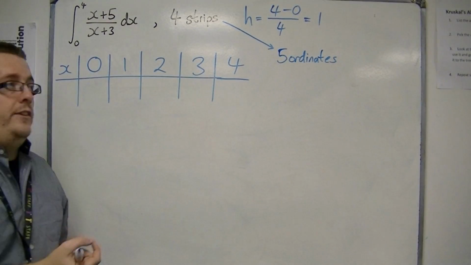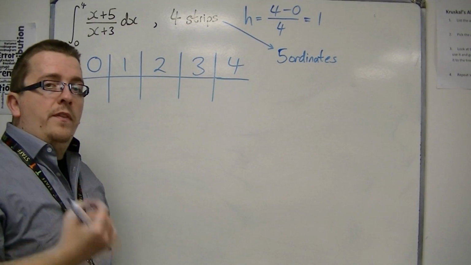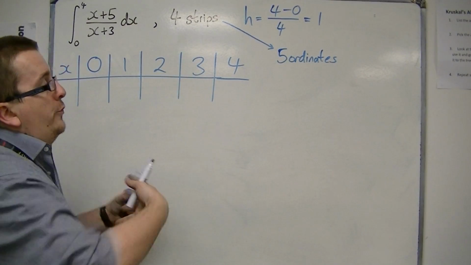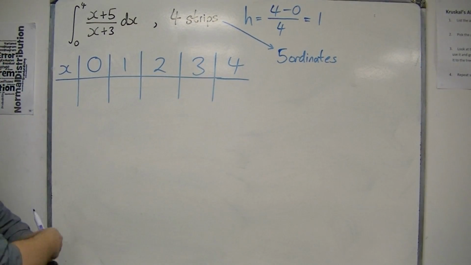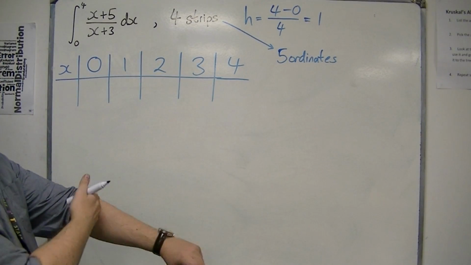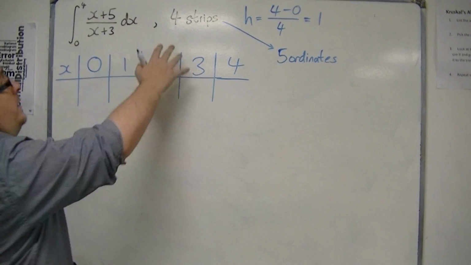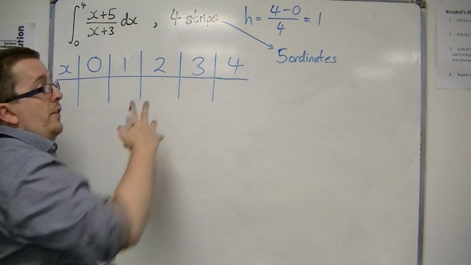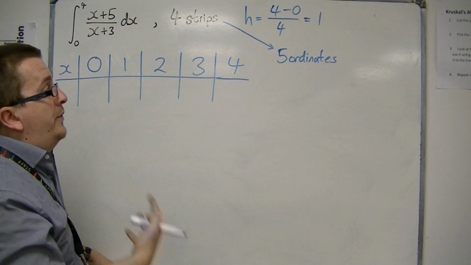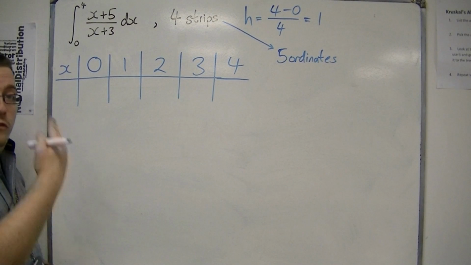There is always one less strip than there are ordinates. Or there's always one more ordinate than strips, if you want to remember it that way around. So if the question had given us 5 ordinates, rather than telling us 4 strips, we would still know, right, 5 take away 1 is 4 strips.